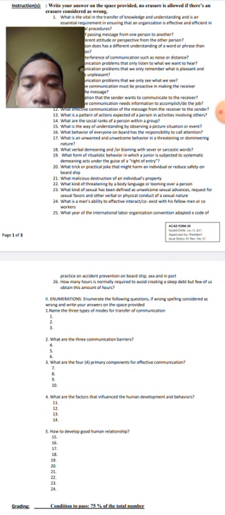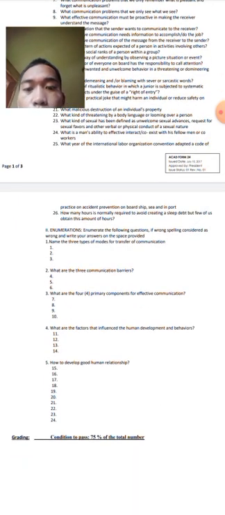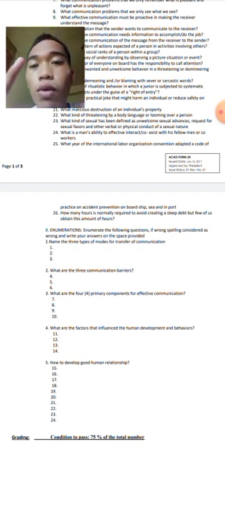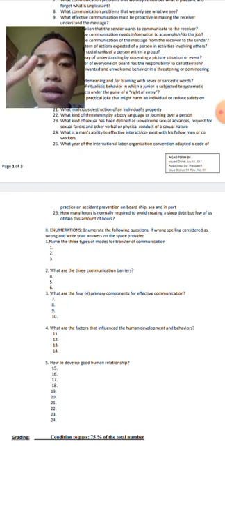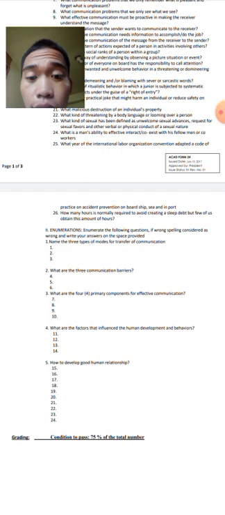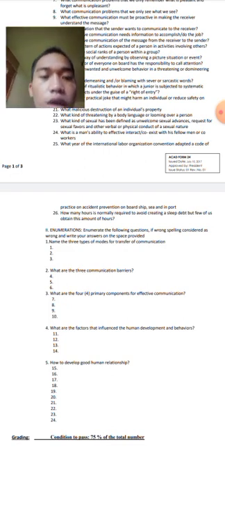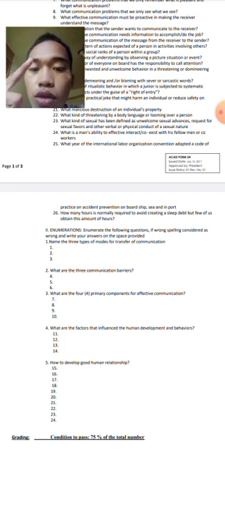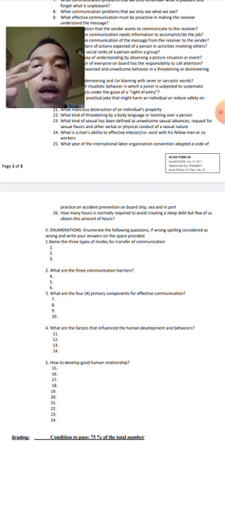So, in the enumerations, number 1, name the 3 types of modes for transfer of communication. First, verbal. The second, non-verbal. And the third is visual. And number 2, what are the 3 communication barriers? The first communication barrier is technical barriers. The second is language barriers. And the third, the last, is psychological barriers.